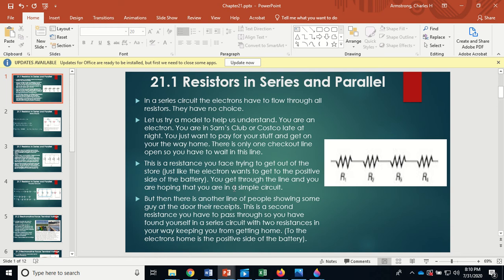So you got one resistance for you getting out of the store. This is a resistance you face trying to get out of the store, just like an electron wants to get to the positive side of the battery. You get through the line and you are hoping that you are in a simple circuit, which would just be one resistor. But then there is another line of people showing some guy at the door their receipts. Now they do this in Walmart now too, so it's not just Sam's Club and Costco. This is a second resistance you have to pass through, so you have found yourself in a series circuit with two resistances in your way.